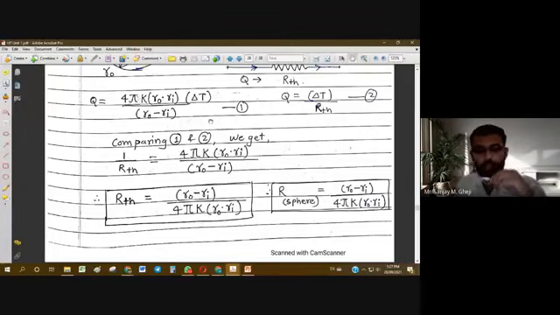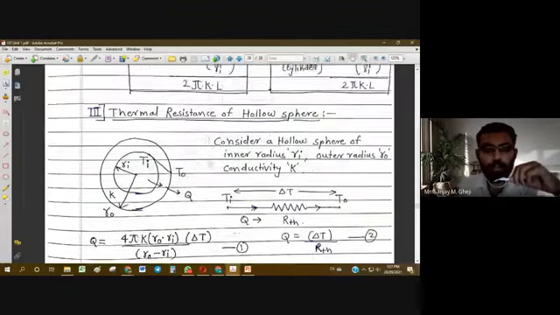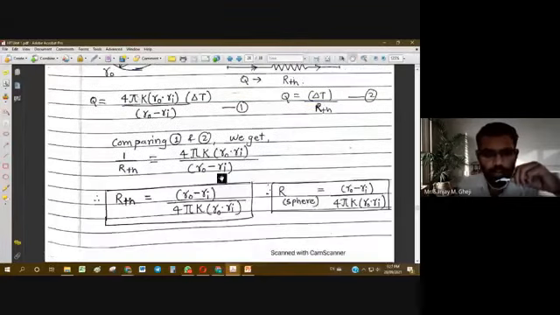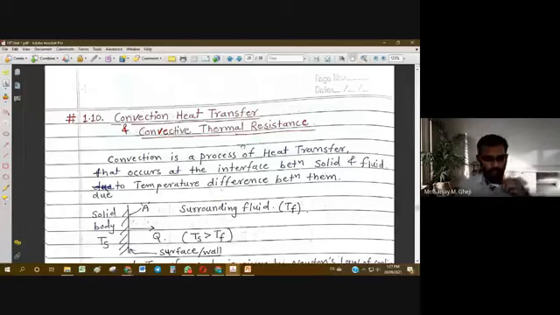So in this way, we obtain the expressions for thermal resistances of a plane wall, of a hollow cylinder and hollow sphere. Okay. Now let us move further. So this was all about the case of conduction.